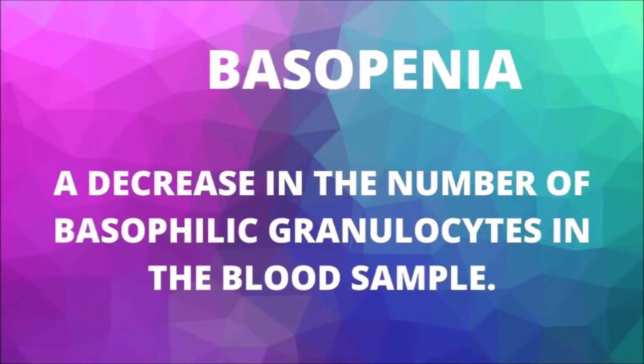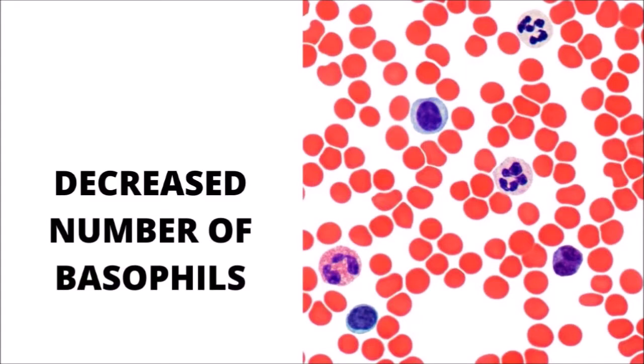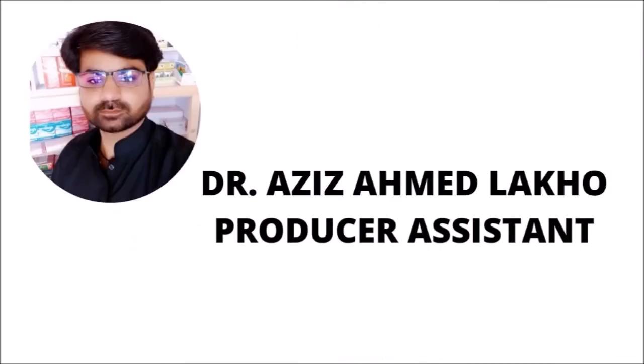Basopenia is the condition in which there is a reduction in the number of basophilic granulocytes in the circulating blood. This condition is also known as basophilic leukopenia. You can diagnose basopenia when, after evaluating the complete blood count, you find that the pet is suffering from a decreased amount of basophils.